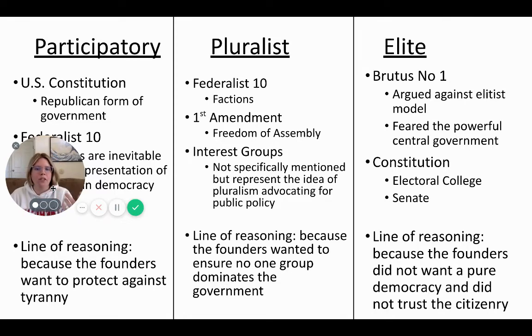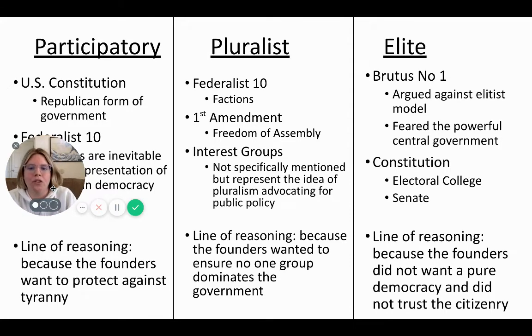I also said the First Amendment, and I was using like the freedom of assembly, basically, that the founders wanted us to assemble. They wanted us to get together and form groups. Also, interest groups is an evidence piece that you'd use. That would be knowledge from the course. That's not a specific foundational document. But that's knowledge from the course.